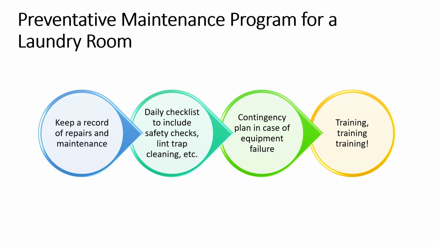Daily maintenance procedures include checking safety devices, checking valves, and cleaning filters and traps. A checklist should be created and signed off on daily. Lastly, have a contingency plan.